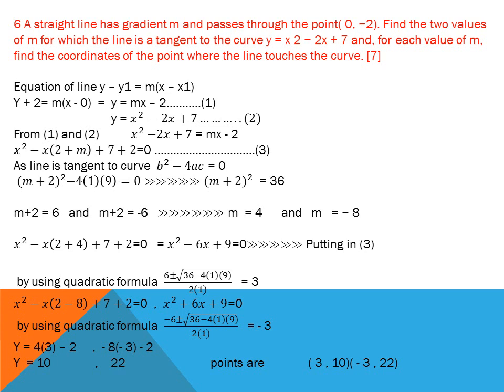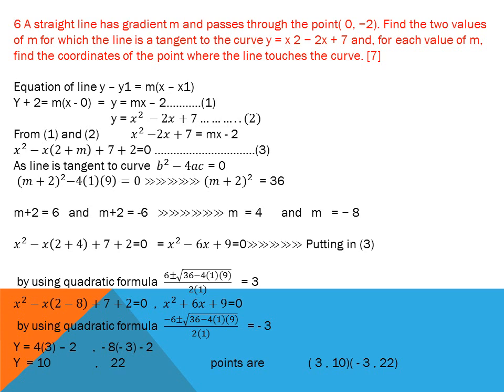I applied these two values in equation number 3 in order to find the x coordinates. First I place the value 4 instead of m, and I will get x square minus 6x plus 9 equal to 0. I use the quadratic formula here and found that the value of x is equal to 3. Again I put the negative value of m, minus 8, and I find the value of x is minus 3. These two values of x I applied in equation number 1.